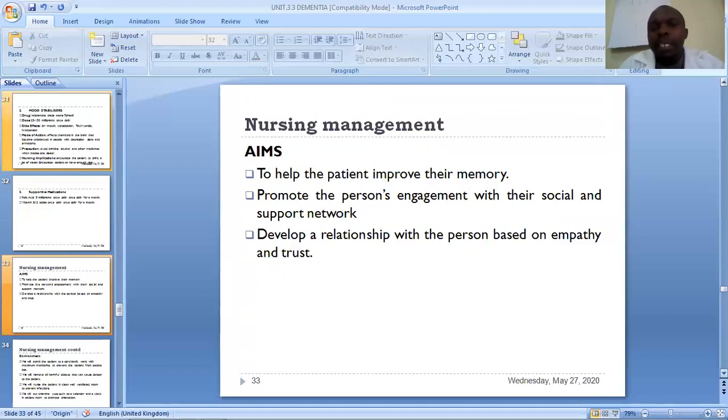To promote the person's engagement with their social and support network. Develop a relationship with the person based on empathy and trust. You can actually use Peplau's nursing model here, which talks about nurse-patient relationship, to develop the relationship with the person based on empathy and trust.